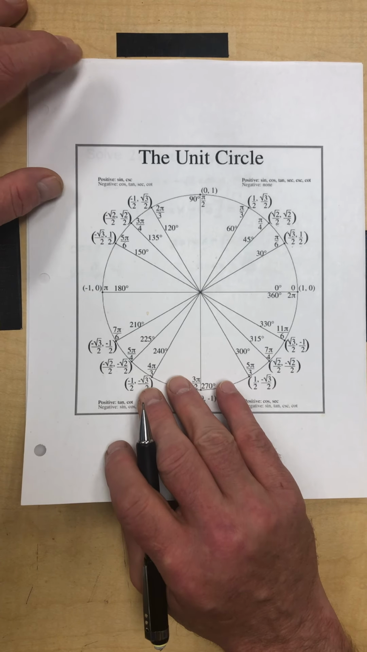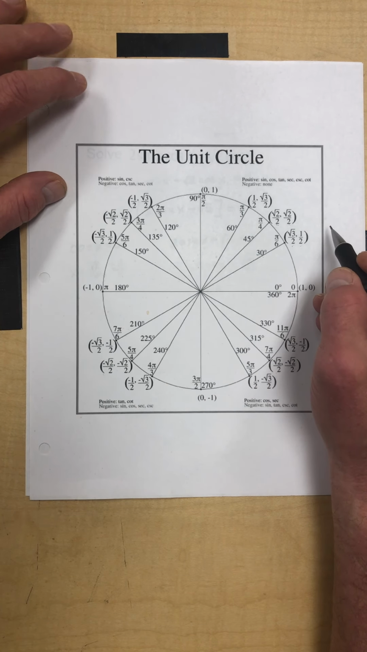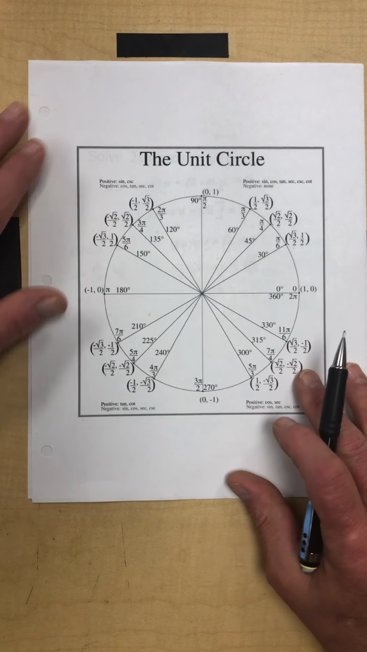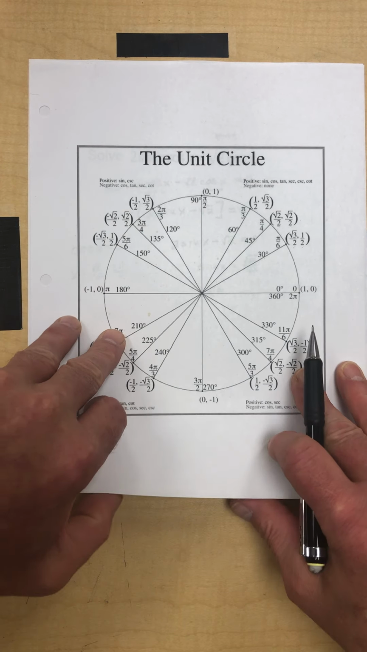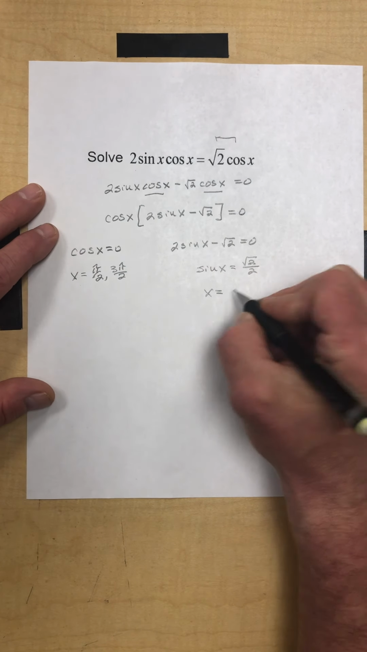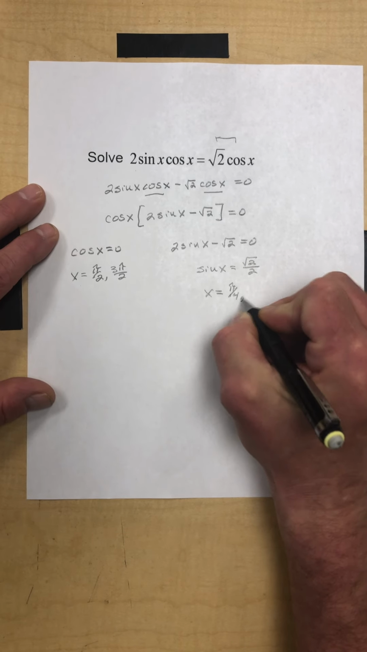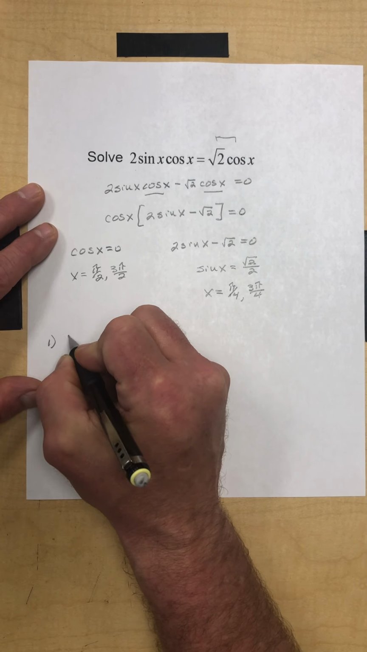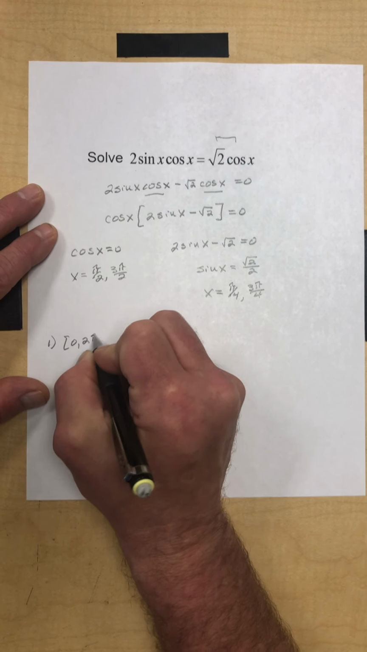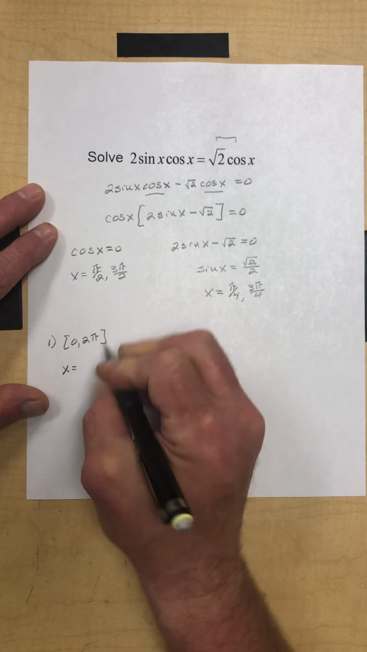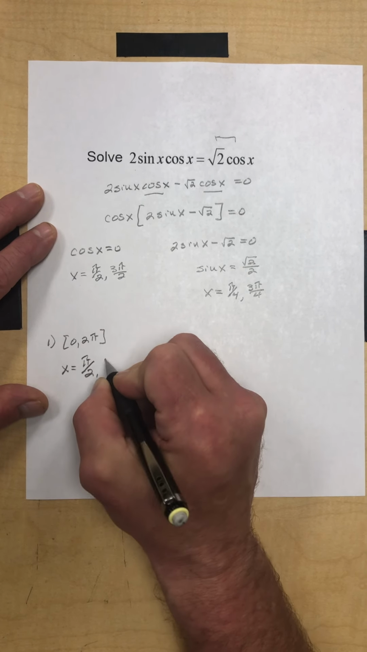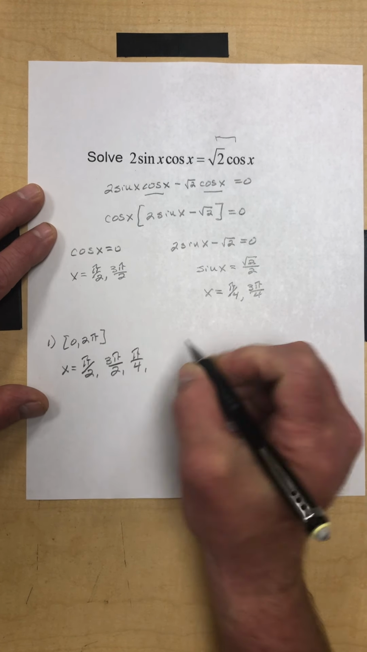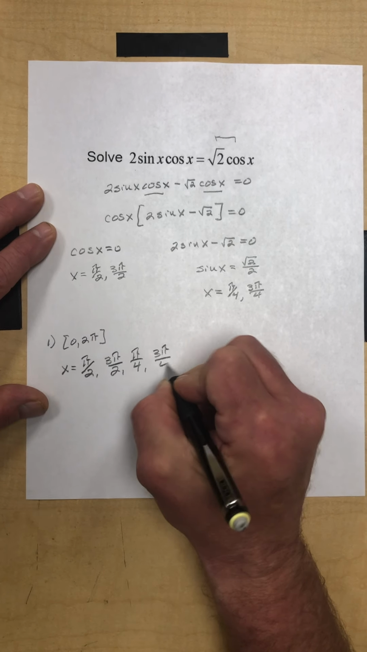So that means our y-coordinate has to be radical 2 over 2. So that will happen at pi over 4 right here and at 3 pi over 4. So pi over 4 and 3 pi over 4. So on 0 to 2 pi, I have pi over 2, 3 pi over 2, pi over 4, and 3 pi over 4.